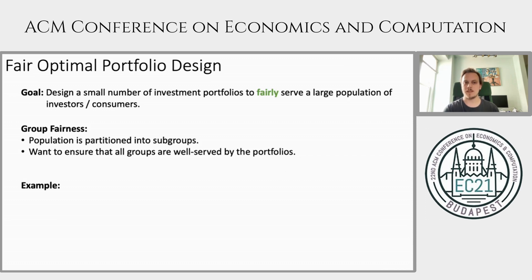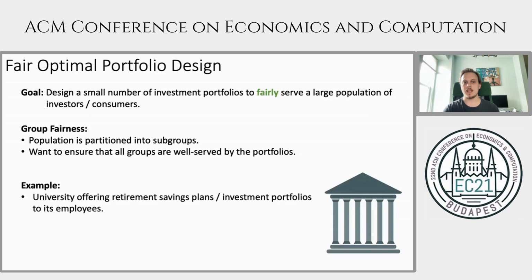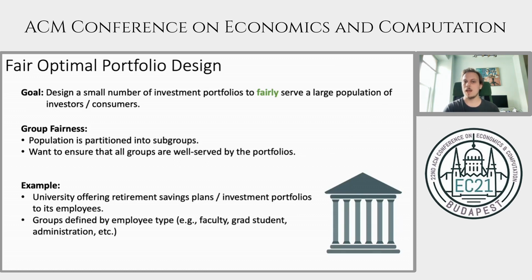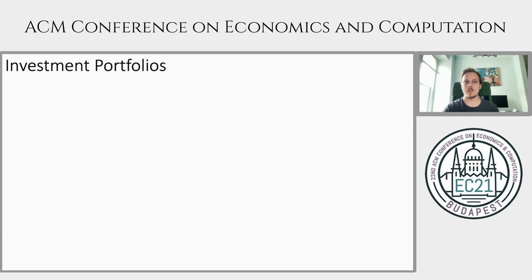To give a simplified example, consider a university that offers retirement savings plans to its employees, where under the hood, each of these plans is an investment portfolio that the employees can choose to invest in. For this setting, the groups that we're trying to treat fairly might be the different employee types at the university, for example, faculty, graduate students, administrative staff, and so on. And we want to make sure that all of these different employee types are happy with the plans being offered by the university.